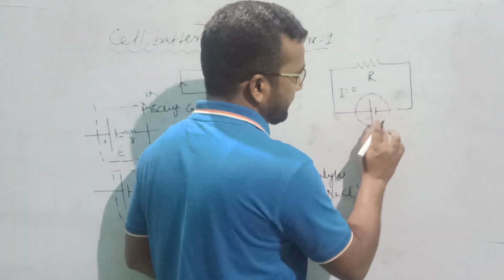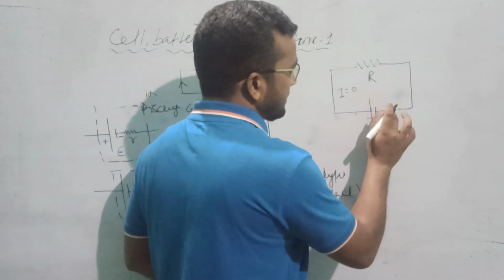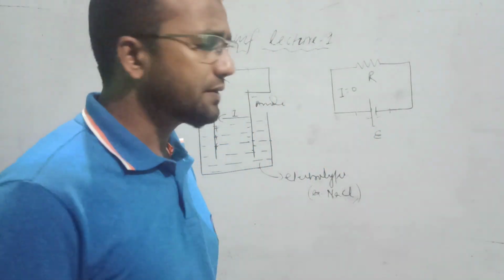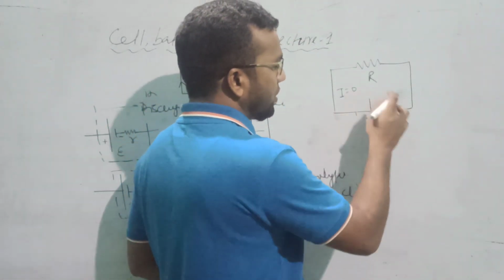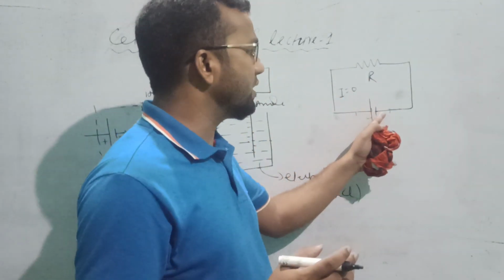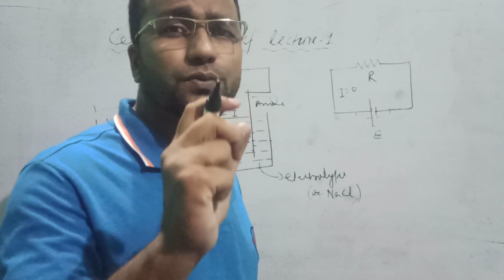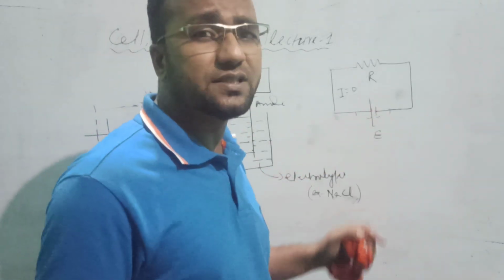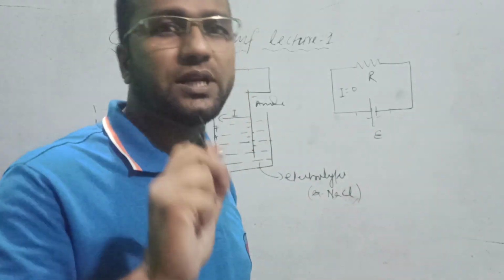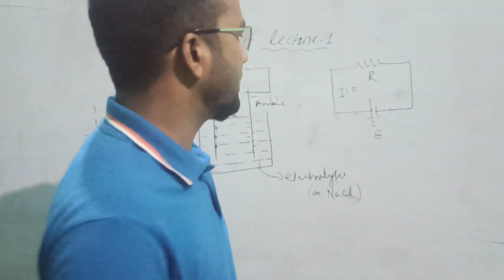In this case, if the circuit is closed, then the potential difference between the electrodes of the cell, now when current is drawn from the cell, is known as terminal potential.